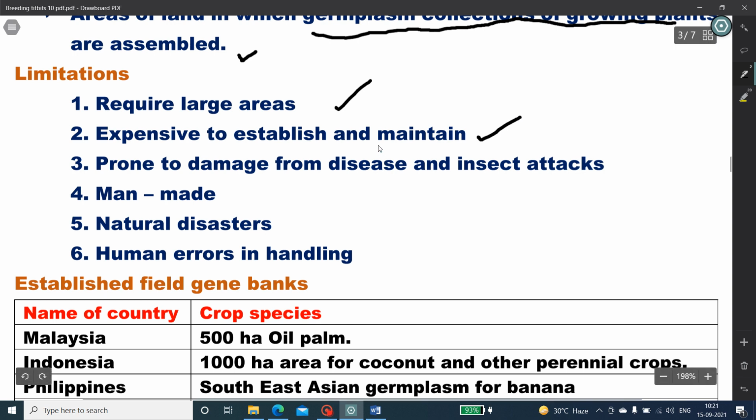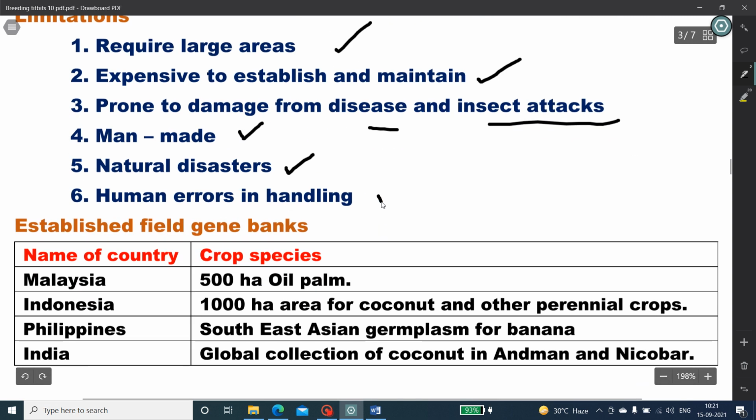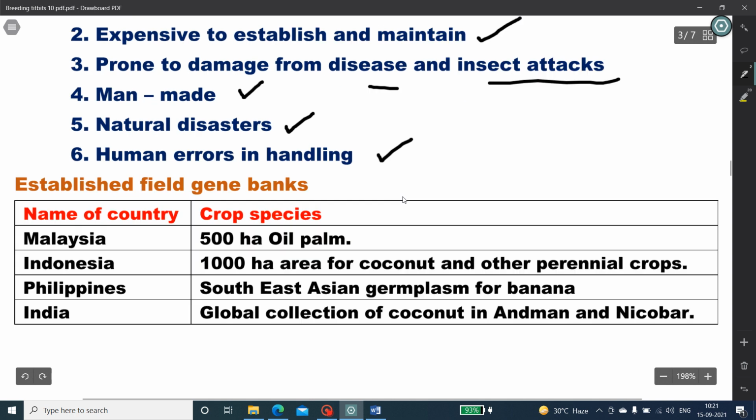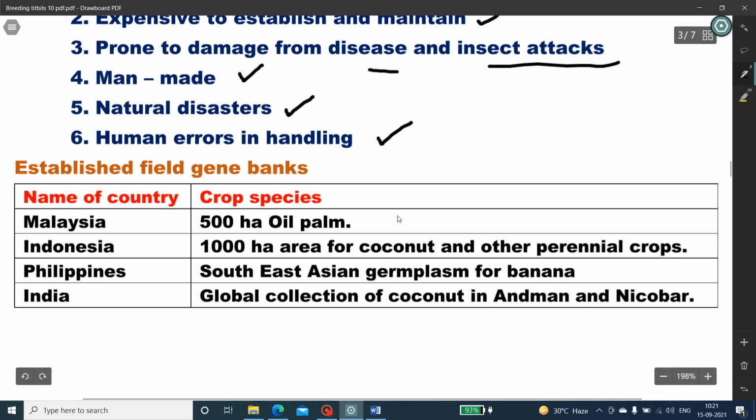It is prone to damages like diseases and insect attacks. It is a man-made one, and it is also prone to natural disasters. And there are human errors in handling the samples. That is more important. We have established field banks in India, and not only in India, but throughout the globe. I can quote a few examples.